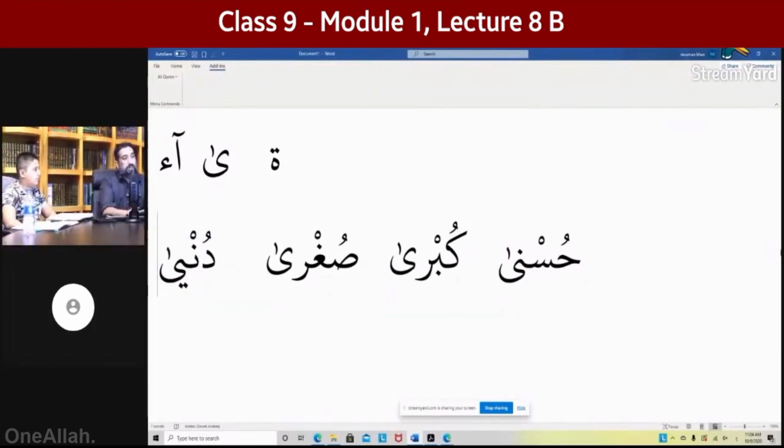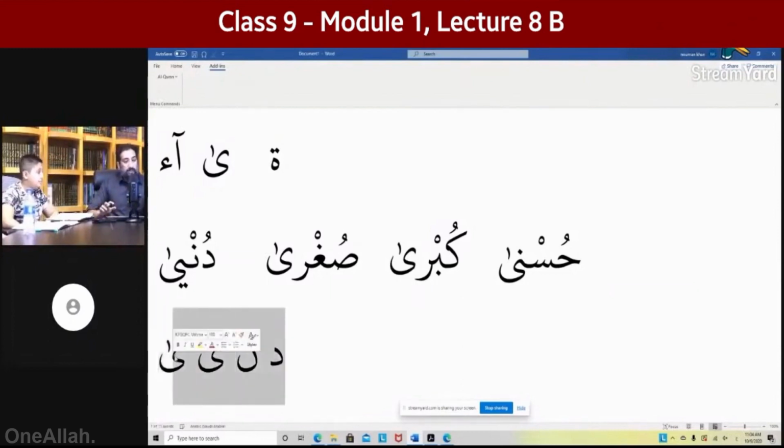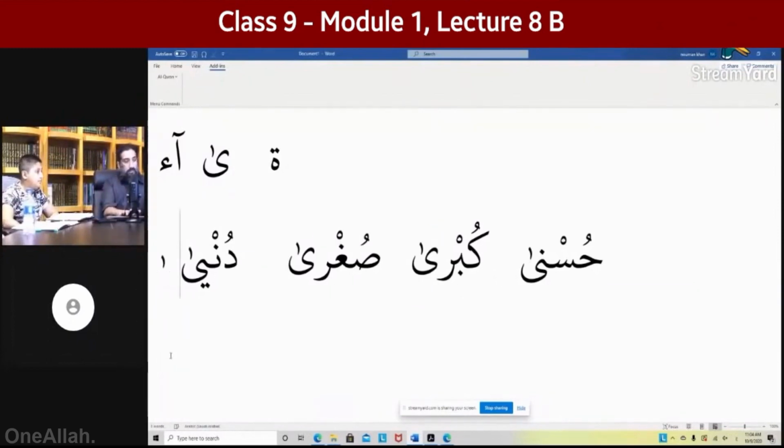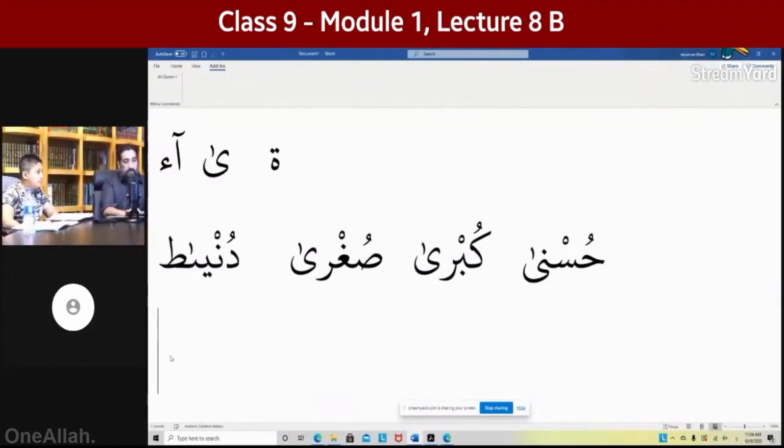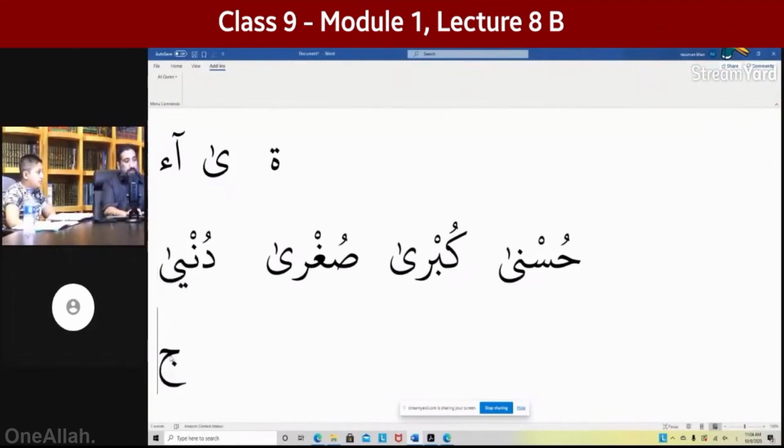But they don't like it because dunya is actually made up of four letters. What are the four letters? Da, dal, noon, ya, and then the dagger. So it looks kind of like there are two yas together. So they don't like that. Instead of writing it like that, they write it like dunya, because they don't want to write two yas together. That would look too complicated. But it's actually the same as this.